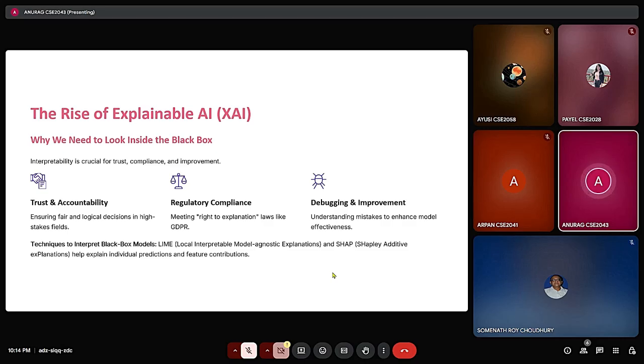Techniques like LIME and SHAP are used to break down predictions. For example, if a loan application is rejected, SHAP values can show how much each factor like income, credit score, or employment history contributed to that decision. We can use powerful black box models while still giving clear, human-friendly explanations, which is essential in high-stakes fields like healthcare, finance, and law enforcement.